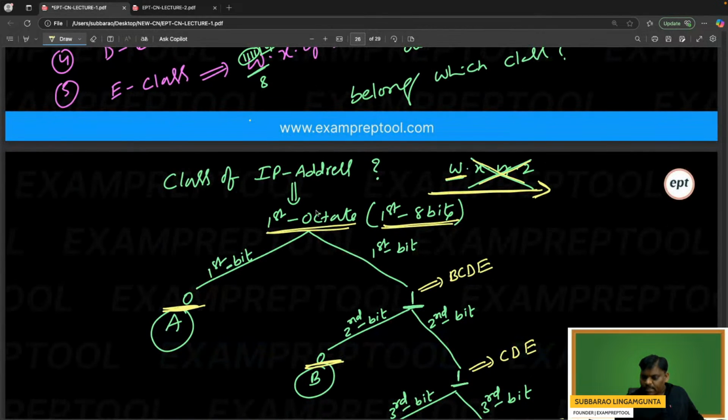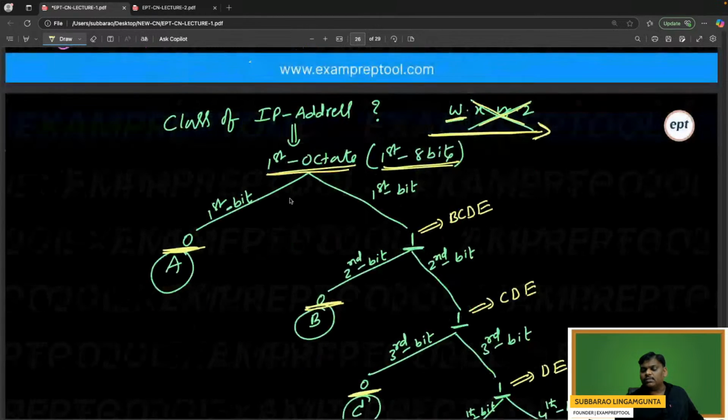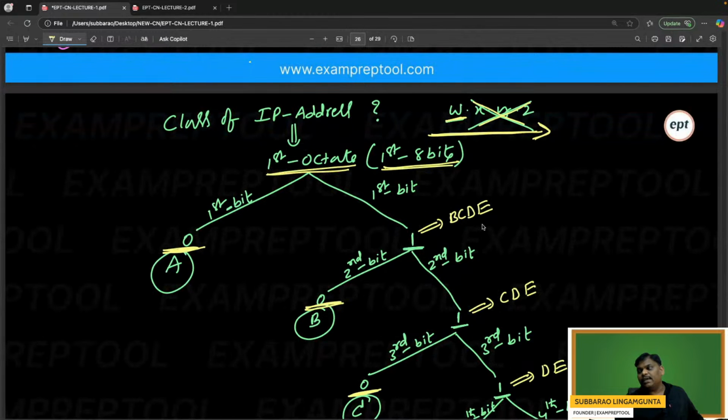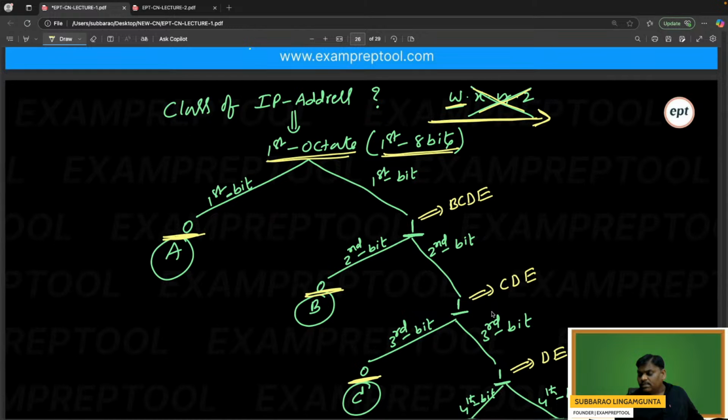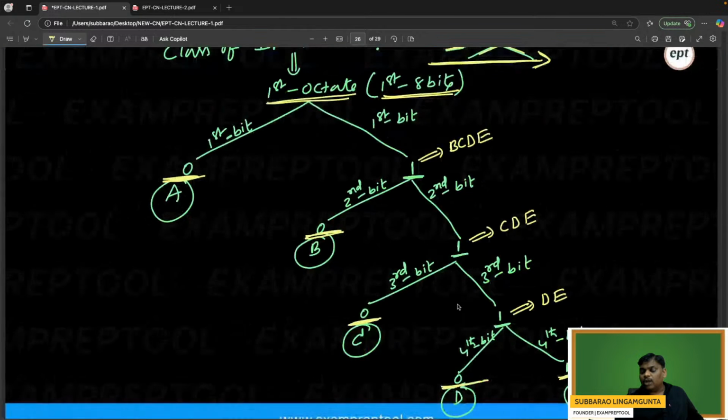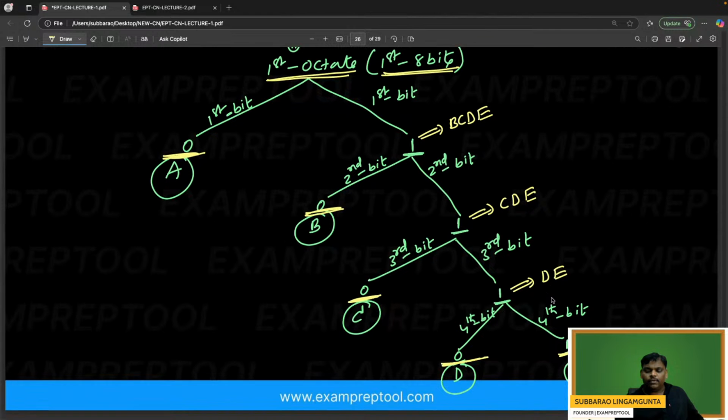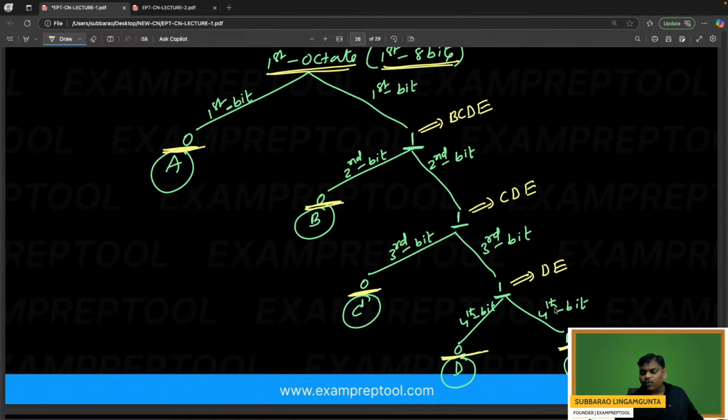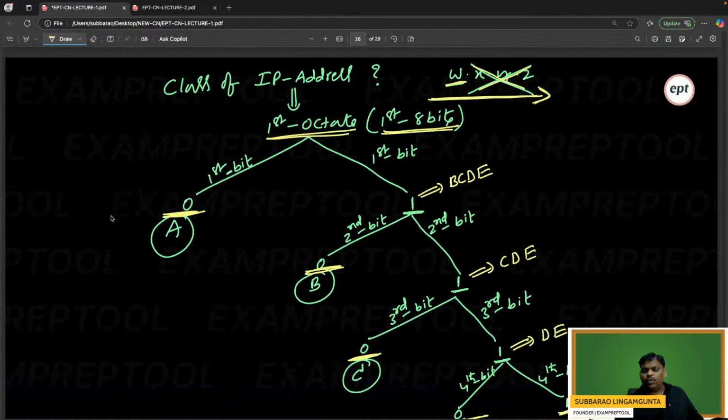So let's see the W. In the W, 8 bits are there. If the first bit is 0, A class; first bit 1, B, C, D, E can be anything. If the second bit is 0, B; second bit 1, C, D, E can be anything. If the third bit is 0, C class; third bit 1, D, E, anything. If the fourth bit is 0, D class; if the fourth bit is 1, E class. I hope everyone got it.